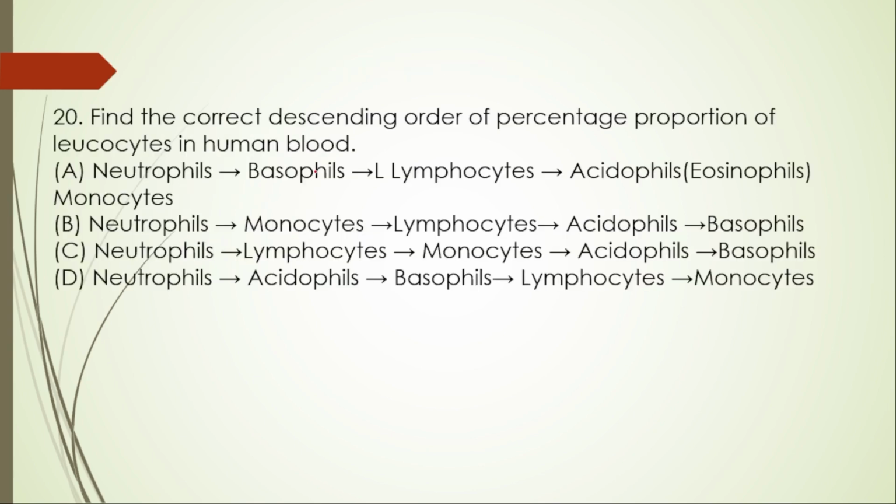The next question is: find the correct descending order of percentage proportion of the leukocytes in human blood. Option A: neutrophils, basophils, lymphocytes, acidophils, monocytes. B: neutrophils, monocytes, lymphocytes, acidophils, and last basophils. Option C: neutrophils, lymphocytes, monocytes, acidophils, and then basophils. This one is right with respect to the percentage proportions. So the right option for the 20th question is option C.